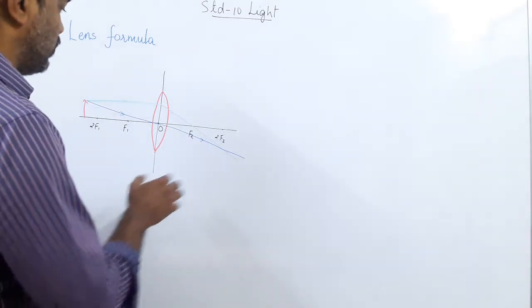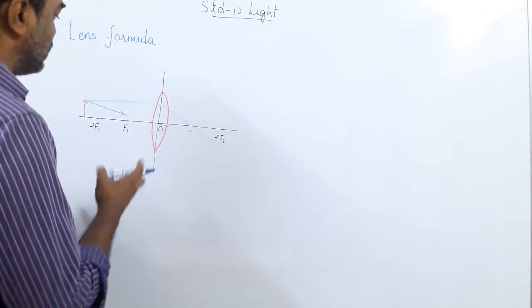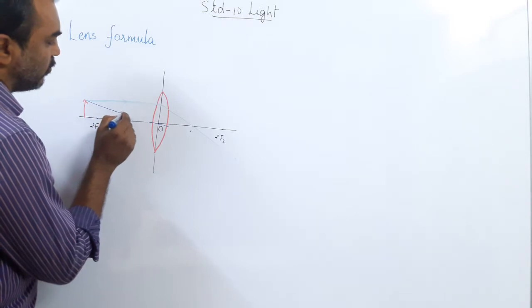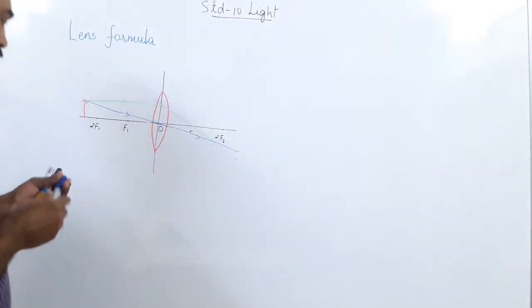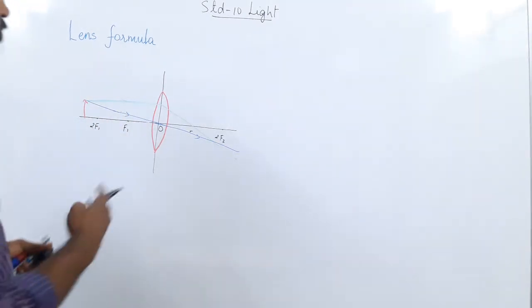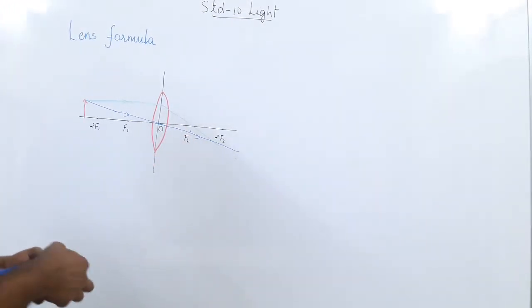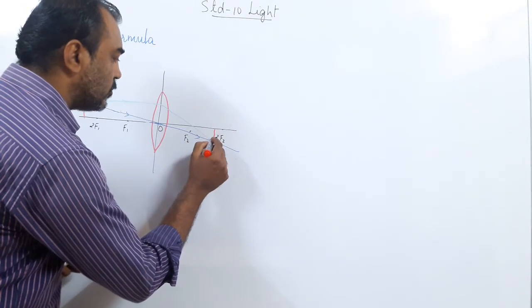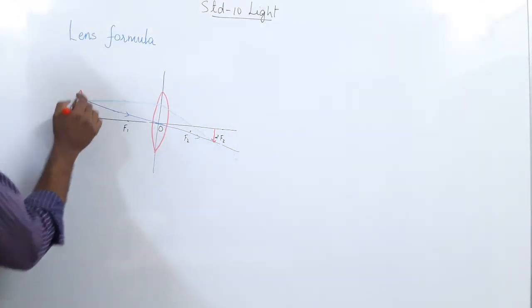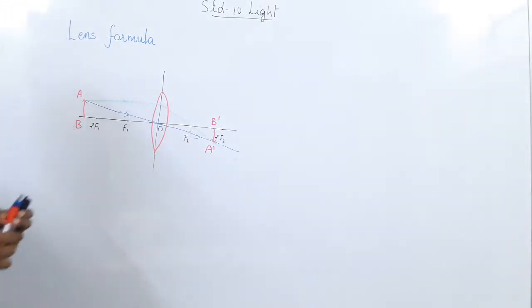So what do we have? The one which passes through O will directly continue through O. So this is the rule we have here, F2, and the image is formed here. I call this object AB, and the image A prime B prime. So this is the convention we have.